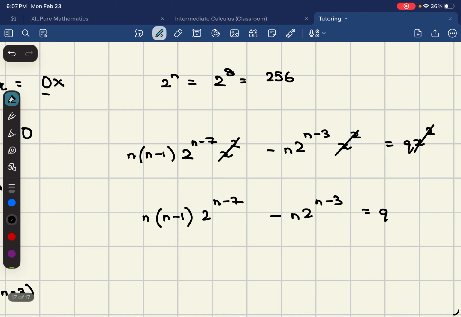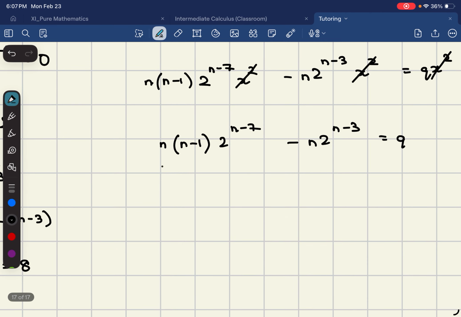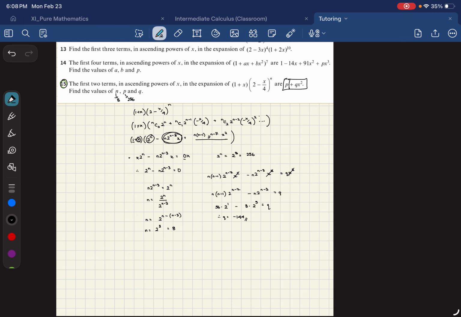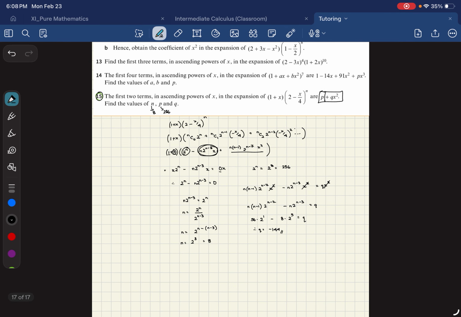And just substitute n is equal to 8. So 8 times 7, which is 56, times 2 to the power 8 minus 7, which is just 1, minus 8 times 2 to the power 8 minus 3, which is 5. So that is your q value. And finally, you can conclude that q is equal to 56 times 2 minus 8 times 2 to the power 5. Q is negative 144. So that is how you do question 15. And that is it.